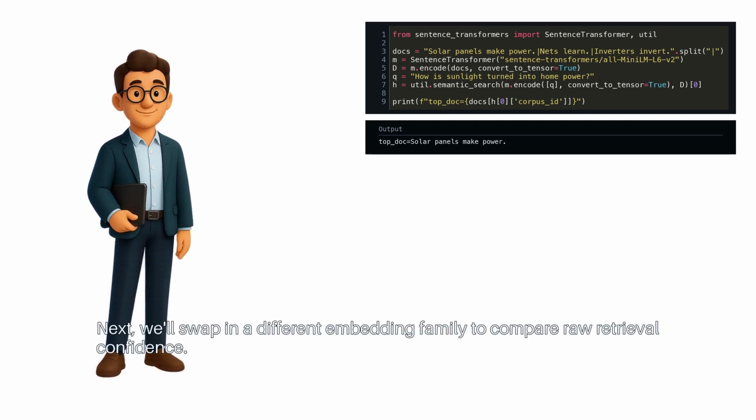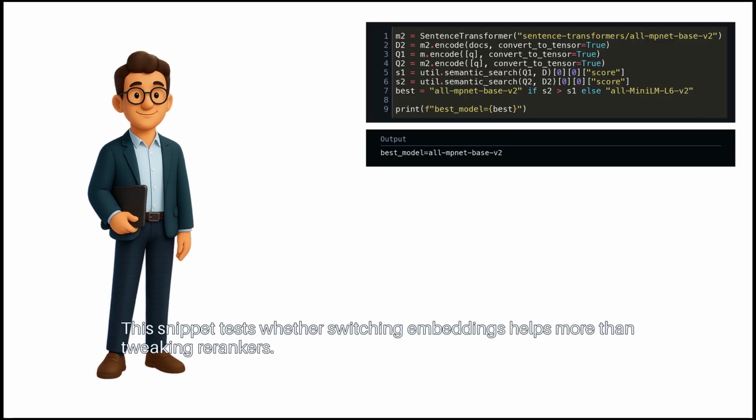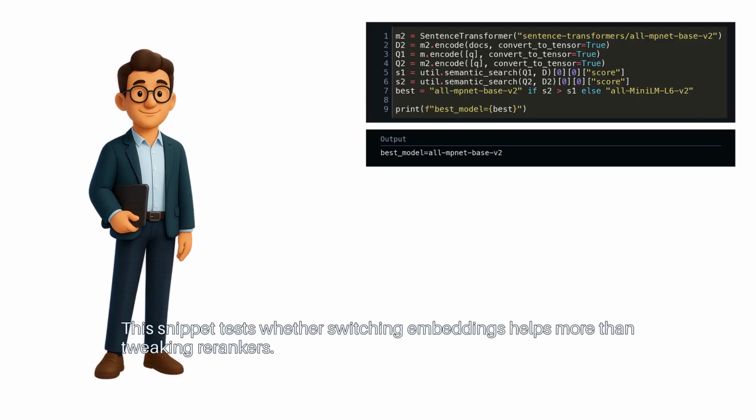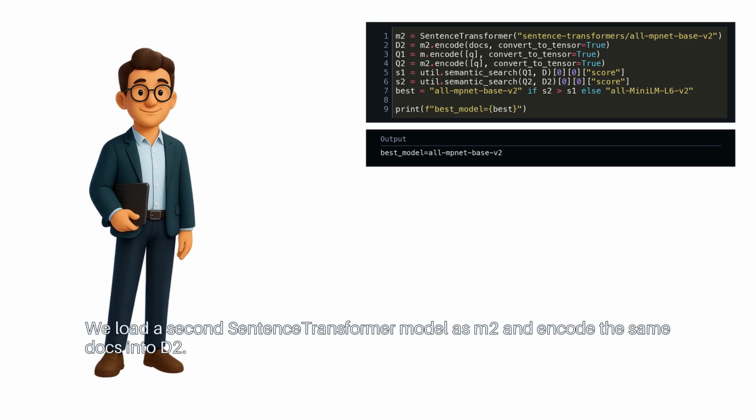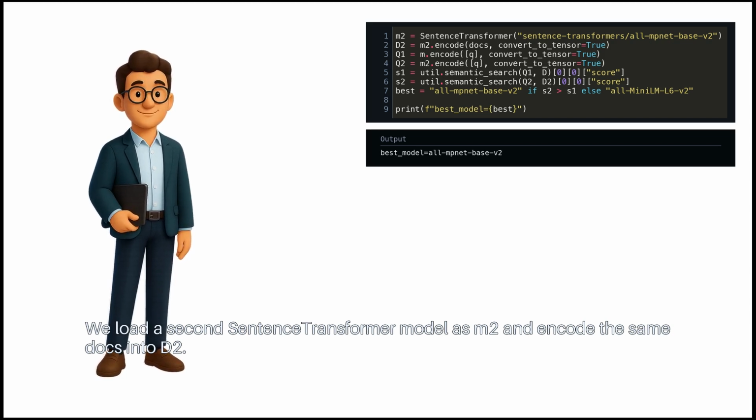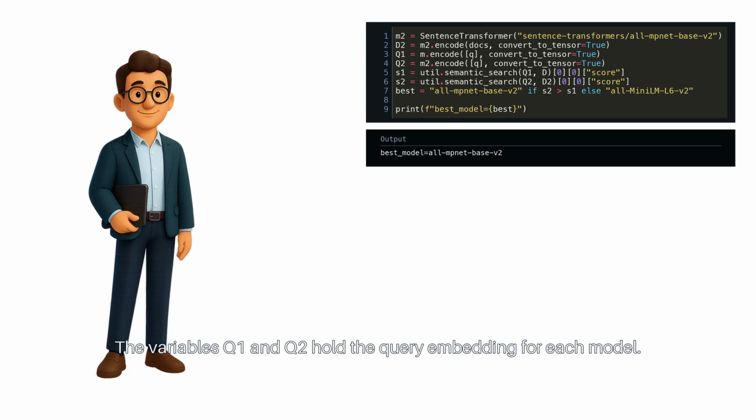Next, we'll swap in a different embedding family to compare raw retrieval confidence. This snippet tests whether switching embeddings helps more than tweaking re-rankers. We load a second sentence transformer model as M2 and encode the same docs into D2. The variables Q1 and Q2 hold the query embedding for each model.